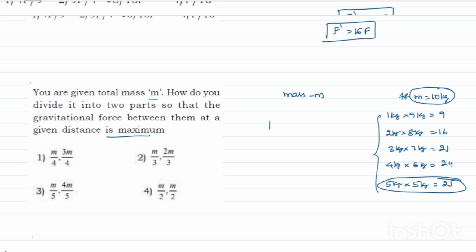According to the universal law of gravitation, F is directly proportional to m1 m2. If this product is higher, the force of attraction will also be maximum. So here the mass m is given, and if you divide it equally, like 10 kg into 5 kg and 5 kg, the product value will be maximum. If I divide the total mass into m by 2 and m by 2, the force of attraction will be maximum. So the answer will be the fourth option.